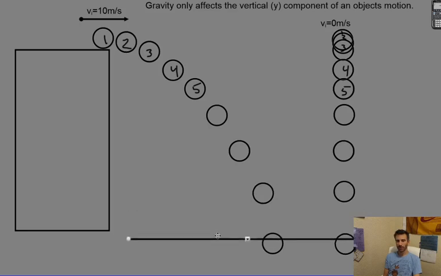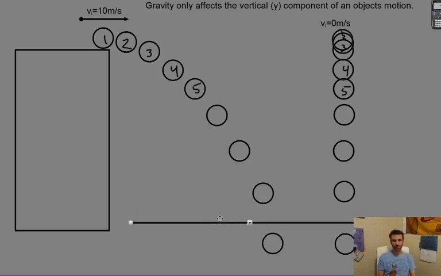Gravity will affect the y component, the vertical component, equally between the two objects. It does not matter how fast this object is moving. This object could be going 1 meter per second, 10 meters per second, 1,000 meters per second, 10,000 meters per second. For the most part, it wouldn't matter. It would still hit the ground at the same time.